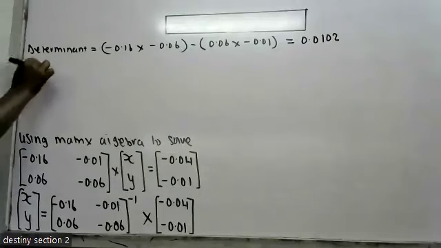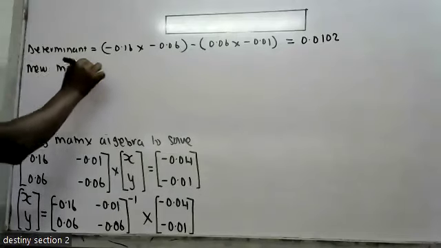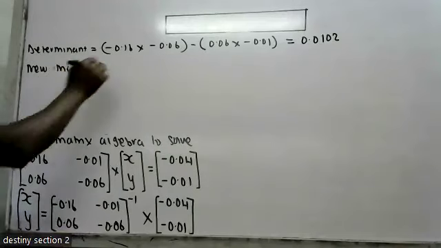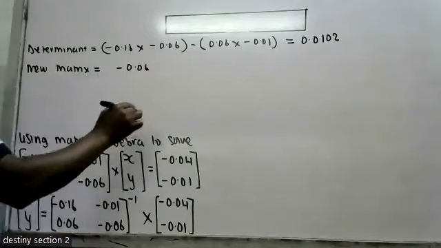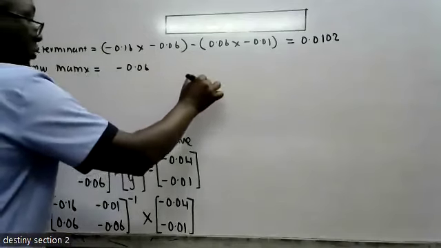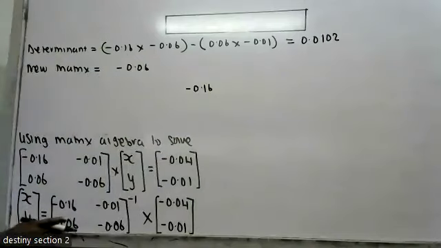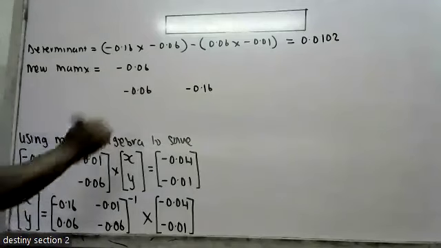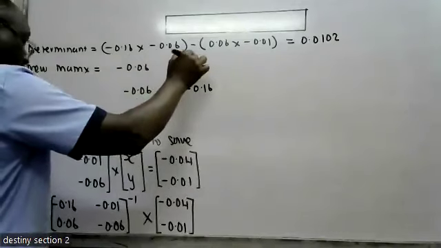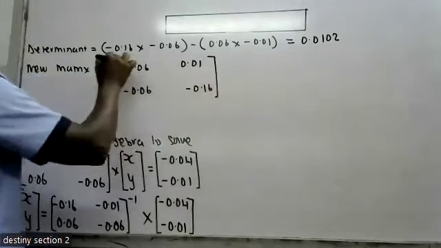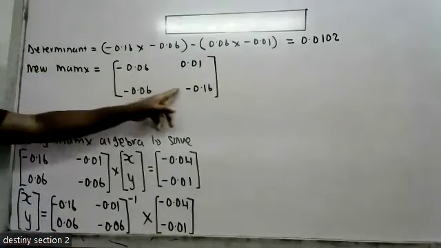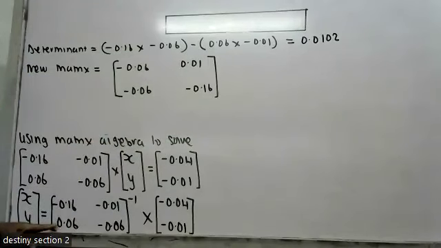Now the new matrix. You remember we said we change positions of the major diagonal. So this becomes minus 0.06. This becomes minus 0.16. Then you change signs of the minor. So this becomes minus 0.06. And this becomes positive 0.01. When you change positions, these ones come here and swap, and you change the signs, this and this. This becomes negative, this becomes positive.